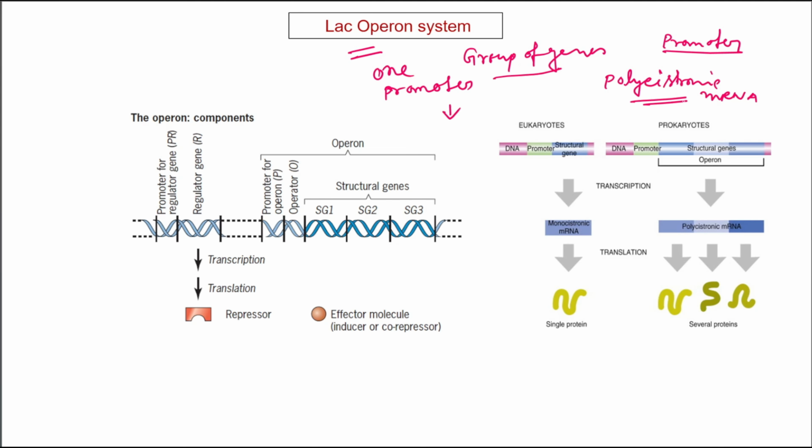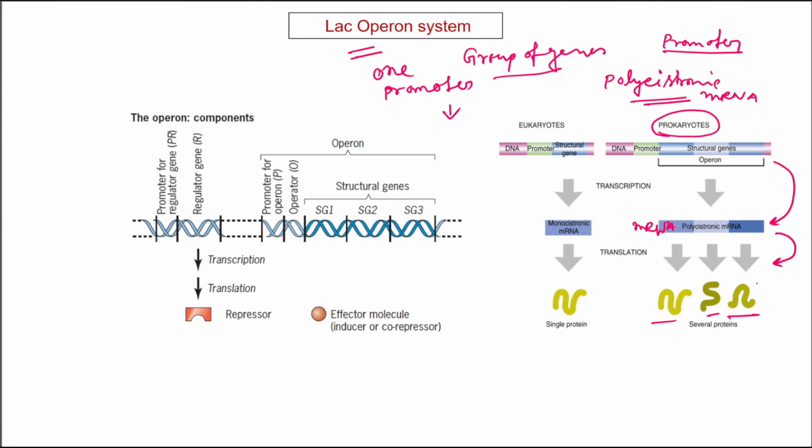So, what is polycistronic? Polycistronic means a single mRNA. Here is the prokaryotic DNA. This is the single mRNA that contains multiple cistrons. So, one mRNA that translates many proteins is called polycistronic mRNA.